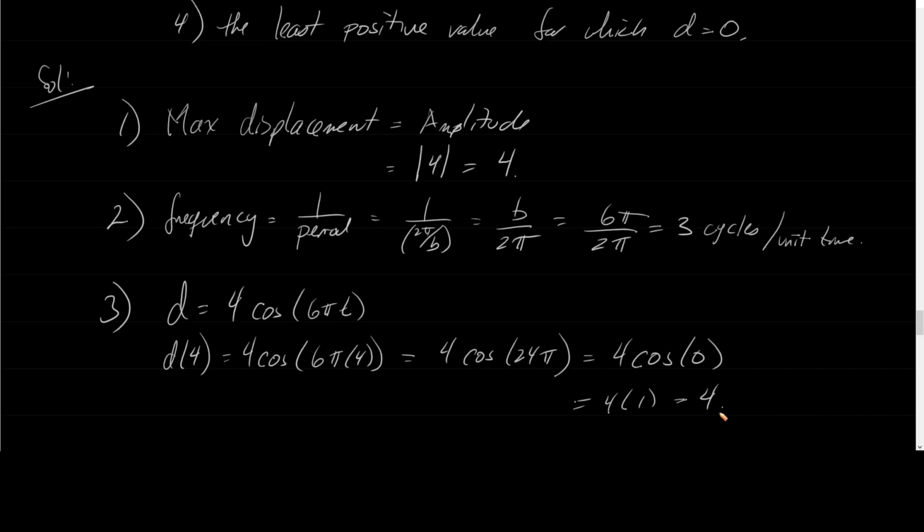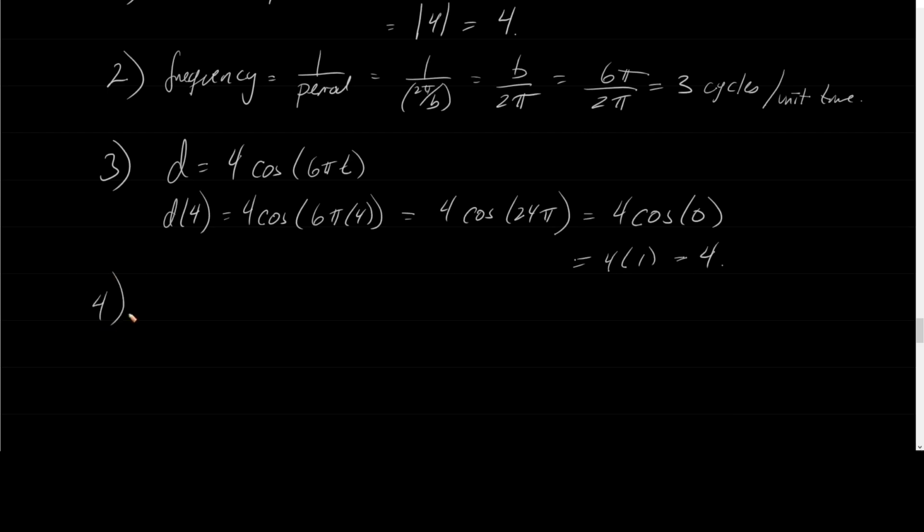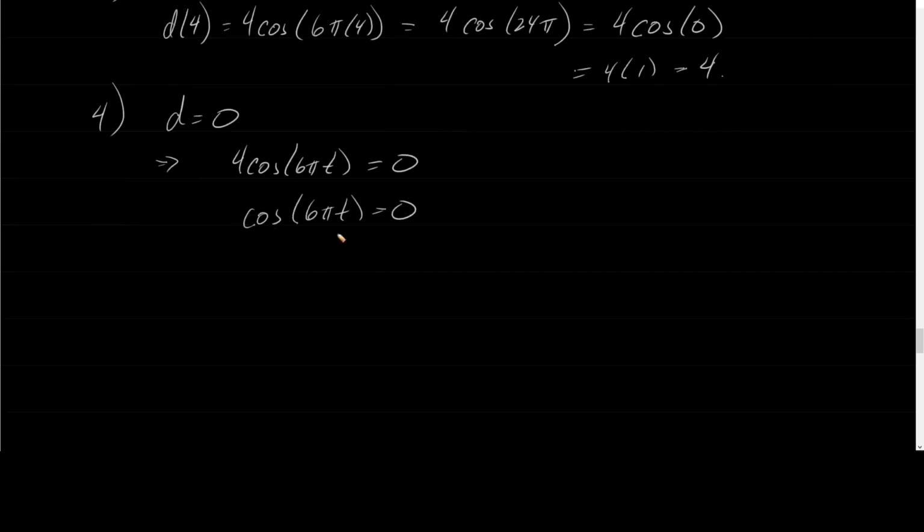And lastly, the last question was the least positive value for which d is equal to 0. So we want 4 cosine of 6 pi t to be equal to 0. If I divide both sides by 4, I end up with cosine of 6 pi t is equal to 0. Now, that's kind of weird to think about. Let's do it this way. Let's say that theta is equal to 6 pi t. I'm going to do sort of like a u substitution, but with theta, so a theta substitution. We end up with cosine of theta is equal to 0.